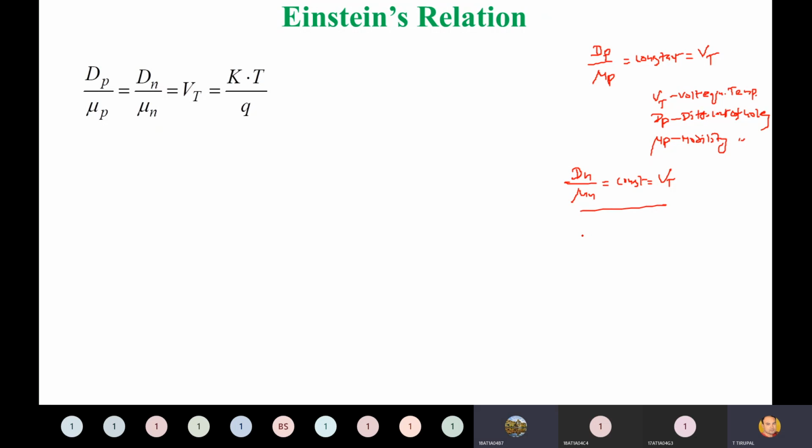Now similarly, Vt, the volt equivalent temperature, can be written as Vt is equal to kT divided by q. What is k?